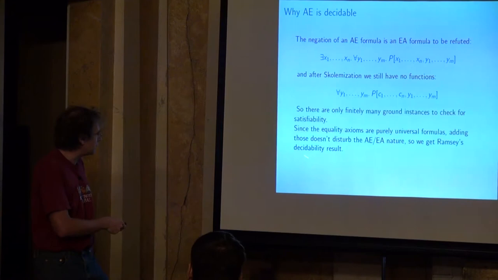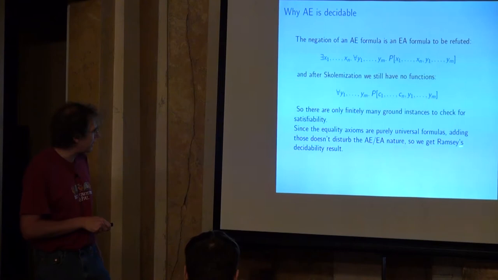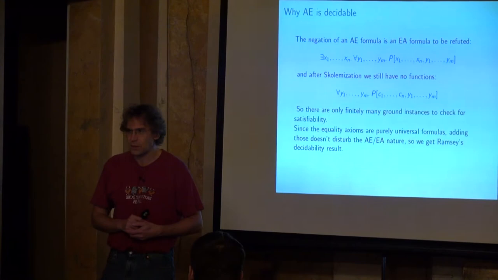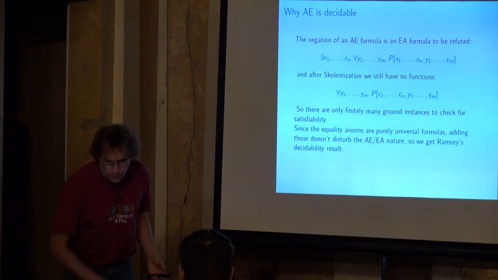logic with equality. For those of you who know Ramsey's theorem in combinatorics, Ramsey actually originally invented that theorem in order to prove the decidability of the AE fragment with equality. But his proof is more complex, but it also gives a slightly stronger result. So in terms of automated theorem proving, that's the kind of intuition behind why the AE fragment is decidable.